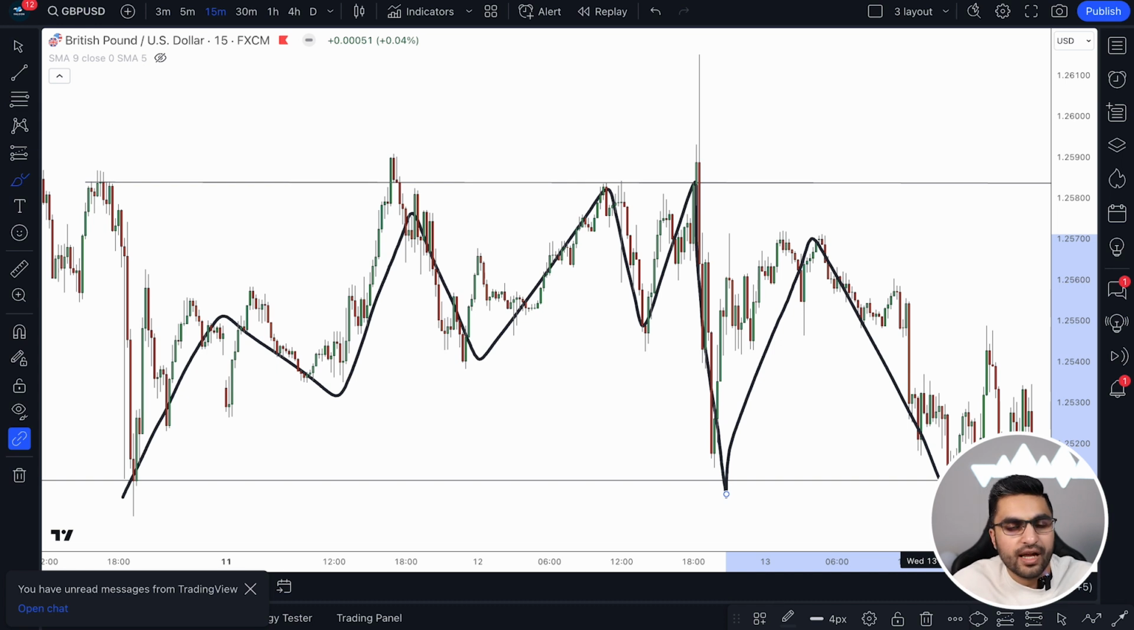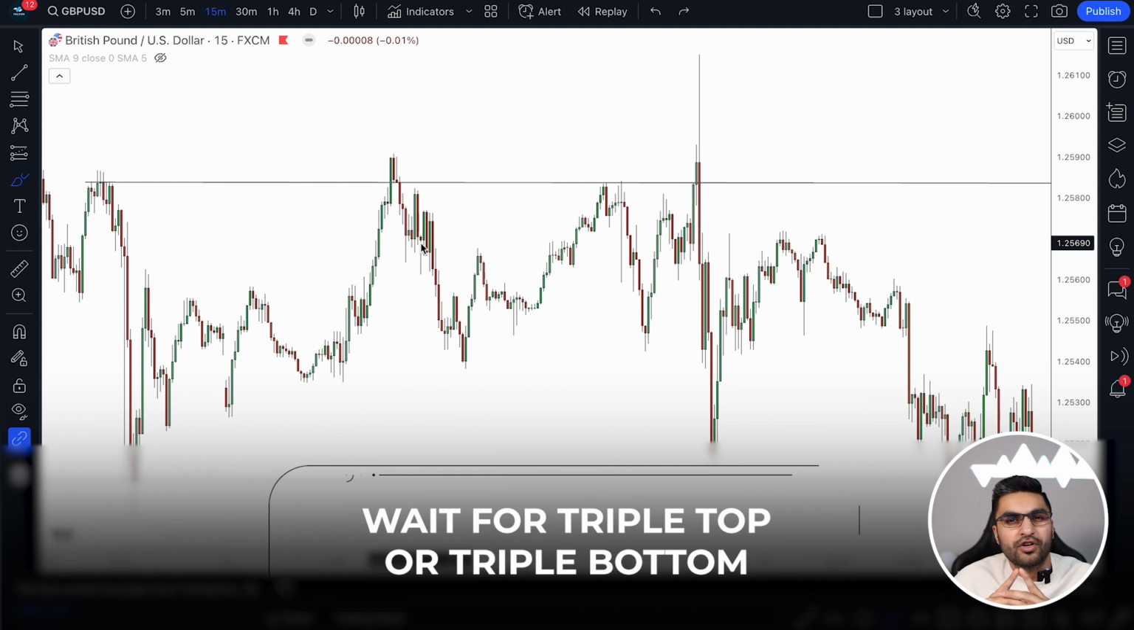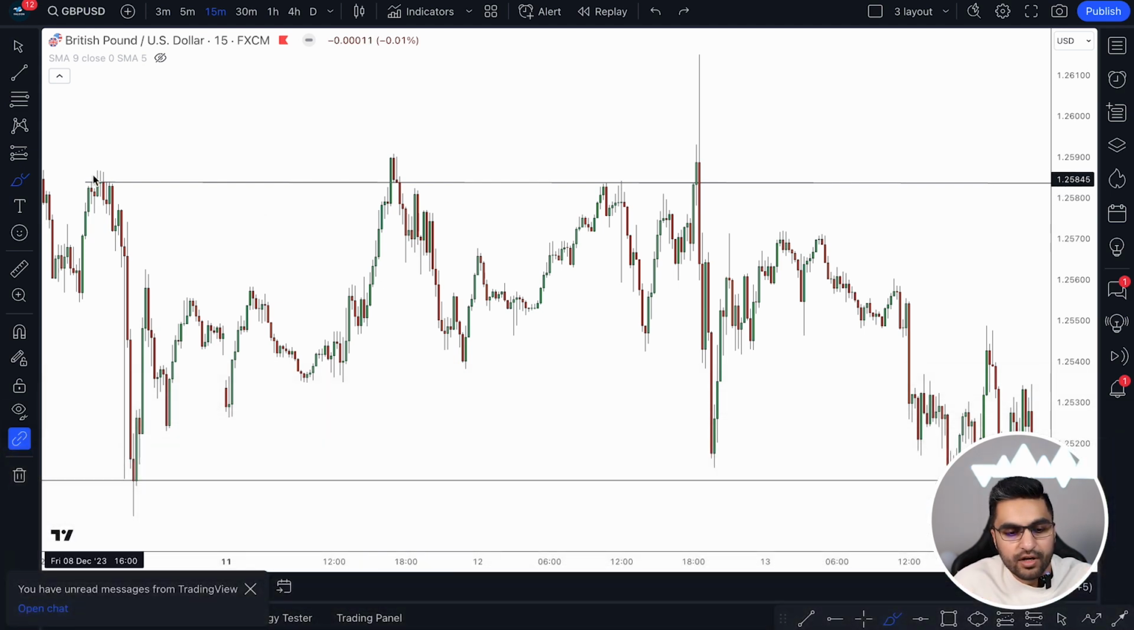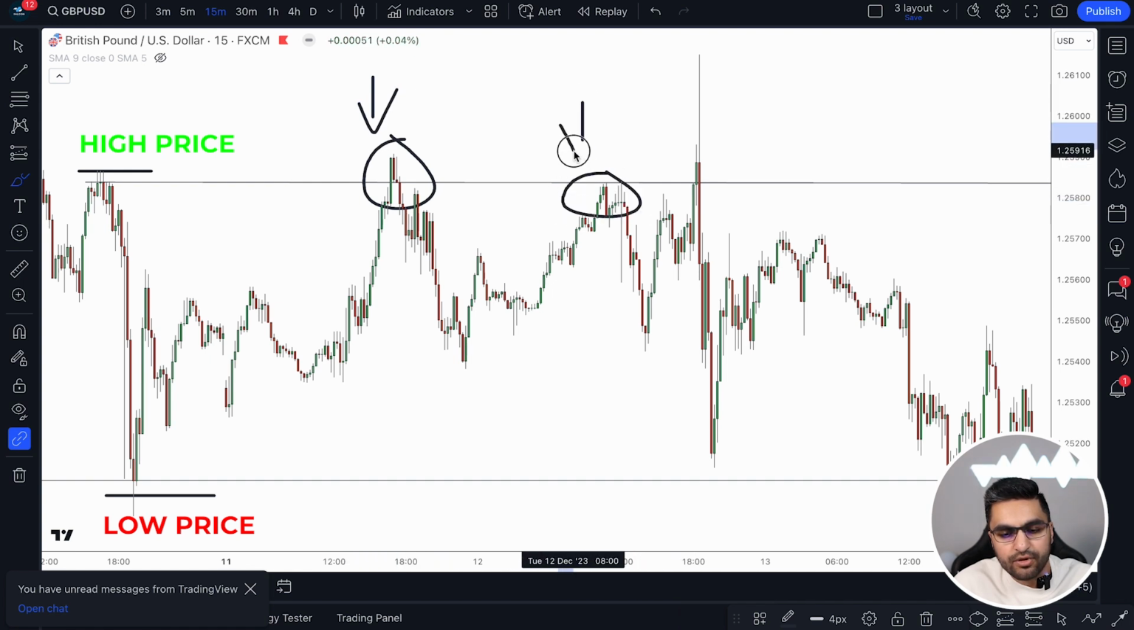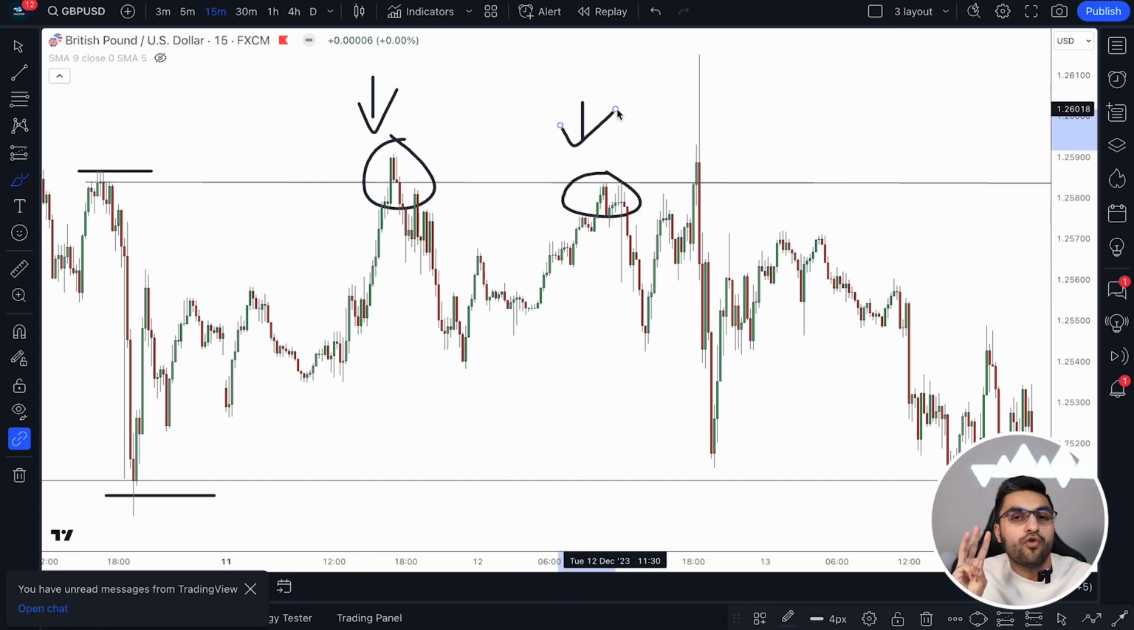Now, how should you take trades in the consolidation movement? I recommend that you wait for a triple top or triple bottom. What I mean by that is, we know that's the high price and that's the low price. When the market first came to this level, it got a rejection. It came back to this level, that was the second rejection, and wait for the third rejection, which is going to be the triple top.